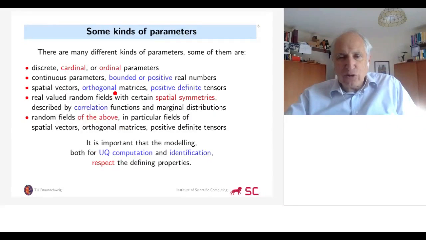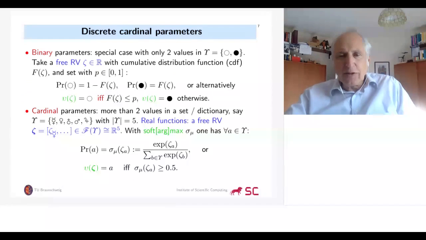For instance, that something which should be an orthogonal matrix is an orthogonal matrix. Every realization which we compute is an orthogonal matrix, as an example. Good. Let's start with cardinal parameters. A cardinal parameter is something that just has two values.